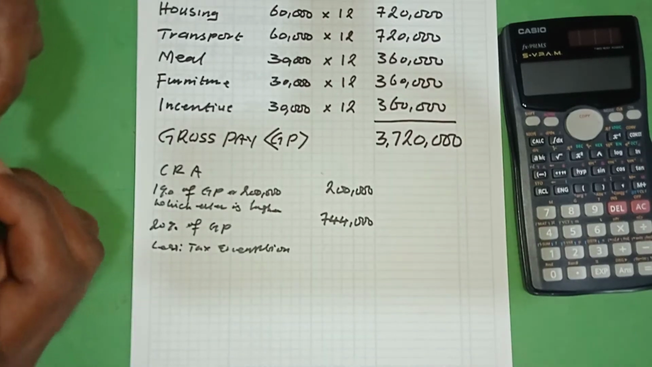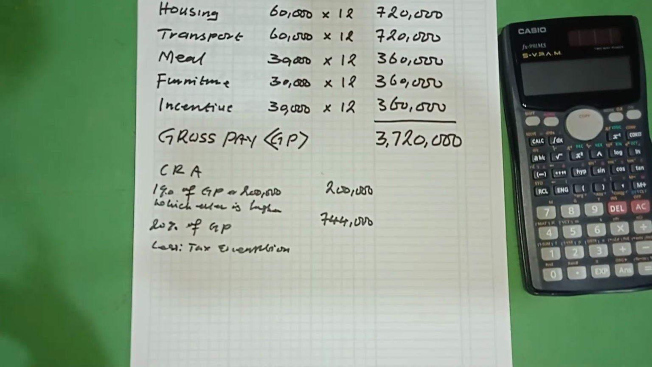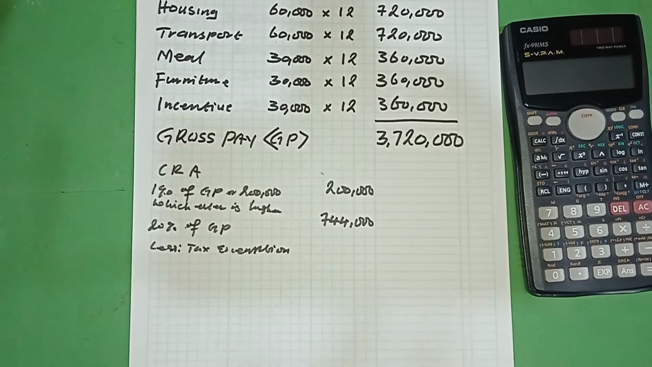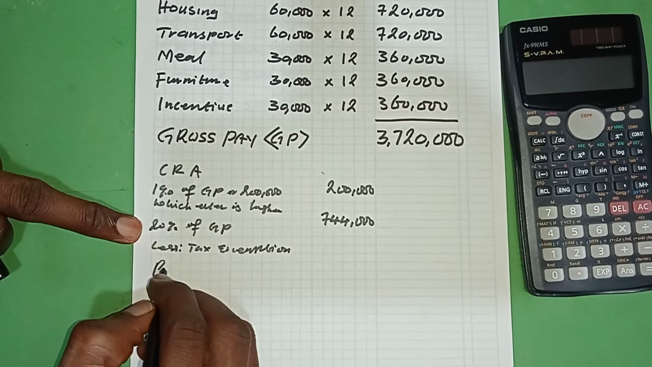There are some things that are exempted from tax, like your pension, NHIS, and your statutory and voluntary contribution, gratuity. All those things are exempted from tax, so we are going to deduct them here also. We are going to deduct those things, and we are going to place emphasis on pension, NHIS, and NHF.